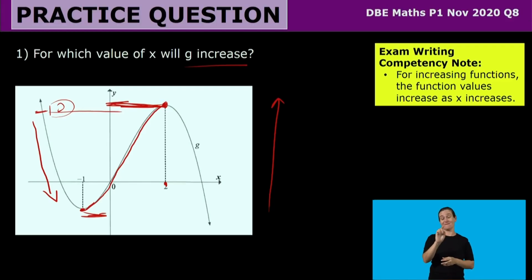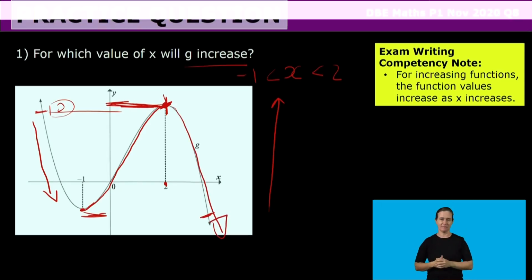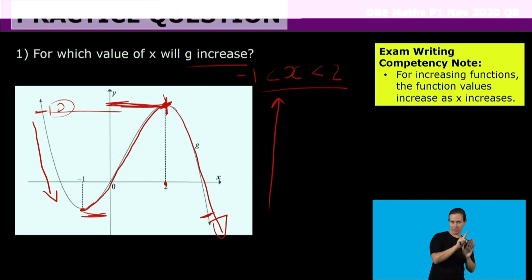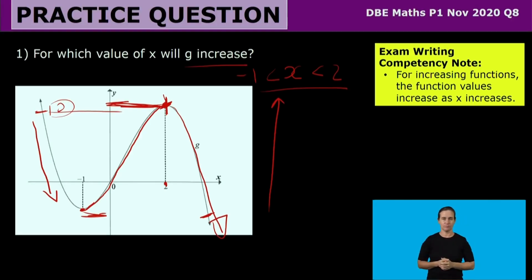So for x, let's write that down as a solution. For x less than 2 but bigger than -1, we have a function that's increasing. To finish off our analysis, we look at the last part. For x greater than 2, we see that the y value here is much bigger than the y value down here. So therefore, in this part of the graph, the function is decreasing. So our answer, for which values of x will g increase? It's only between the x coordinates of the turning points. In this case, it's between -1 and 2.